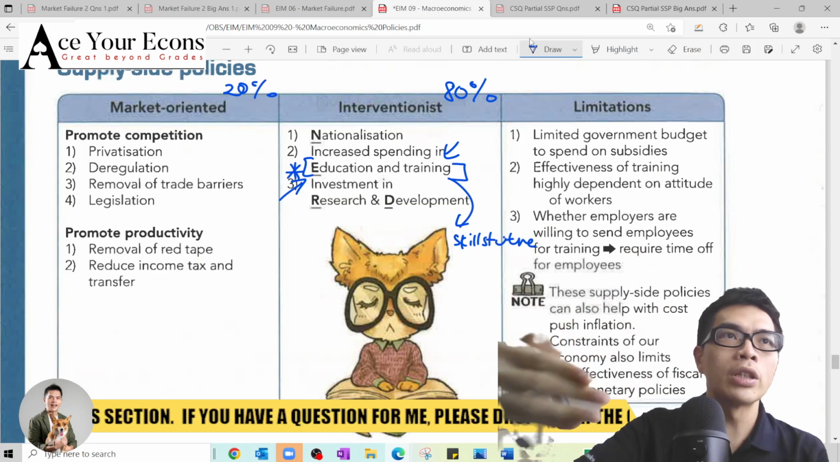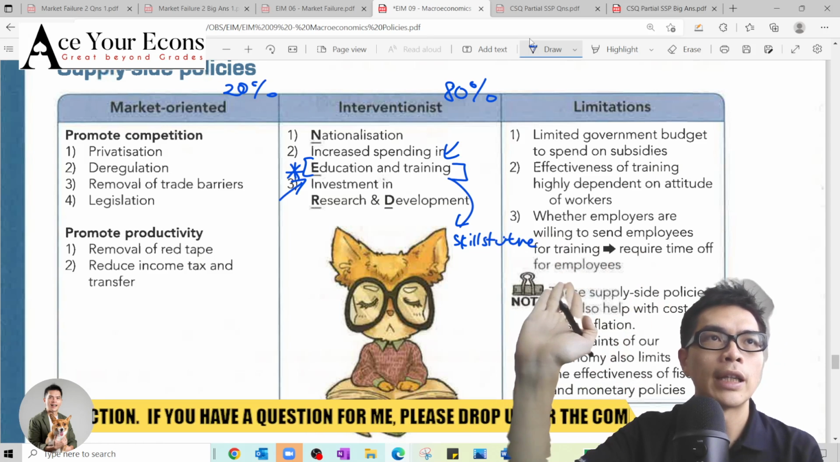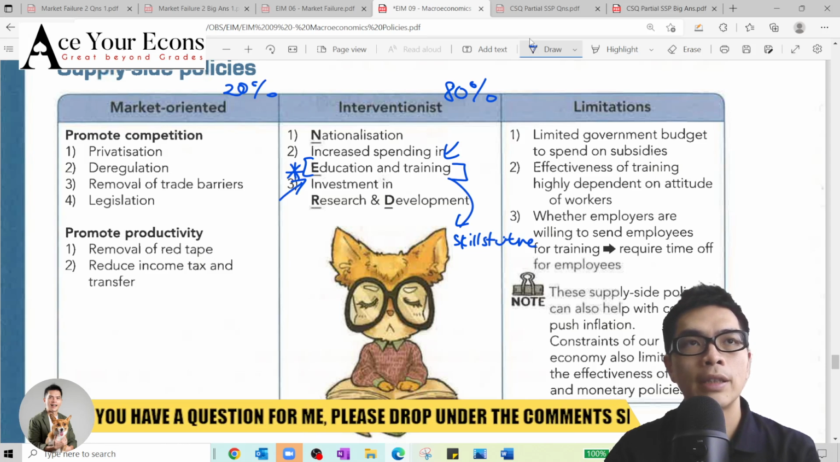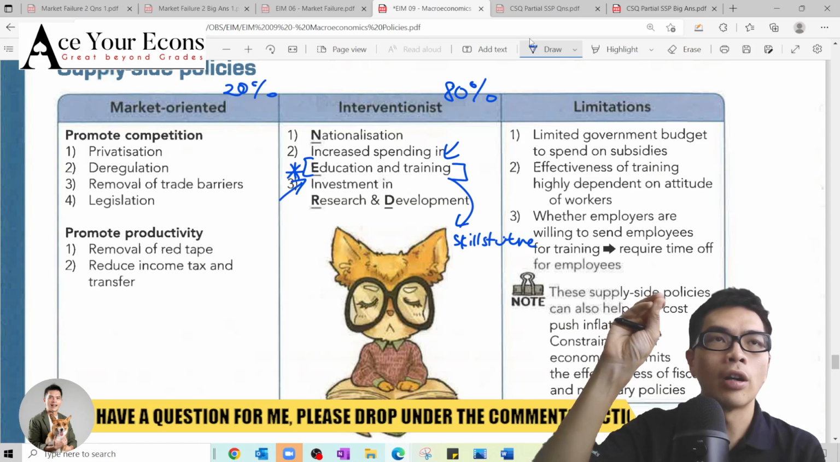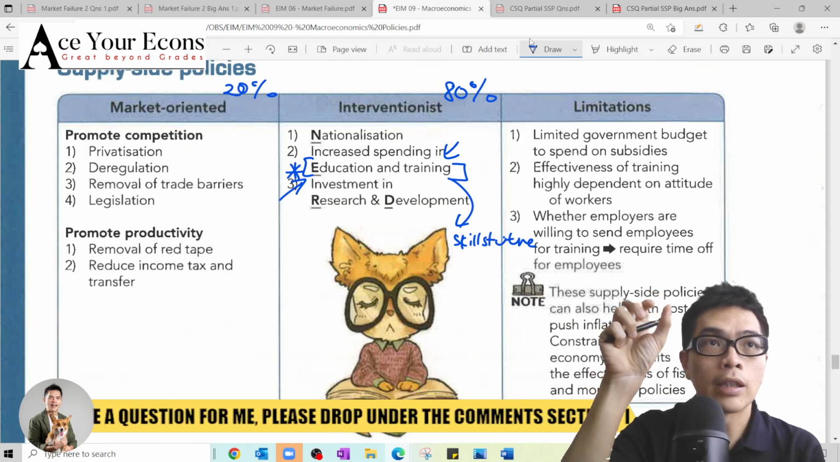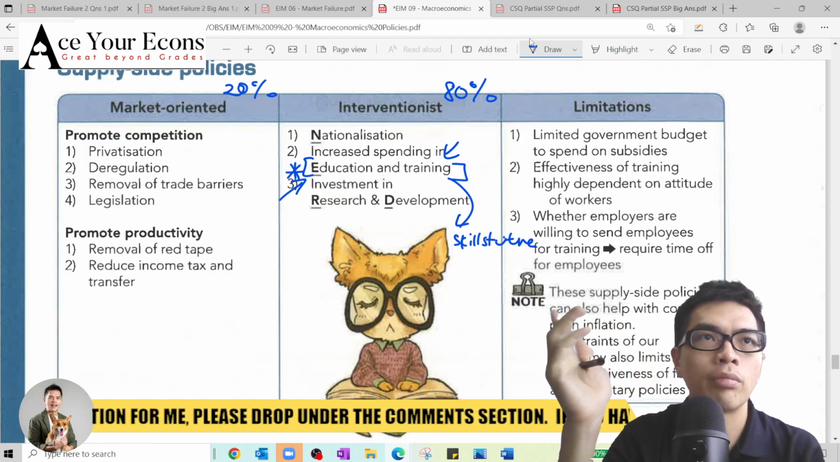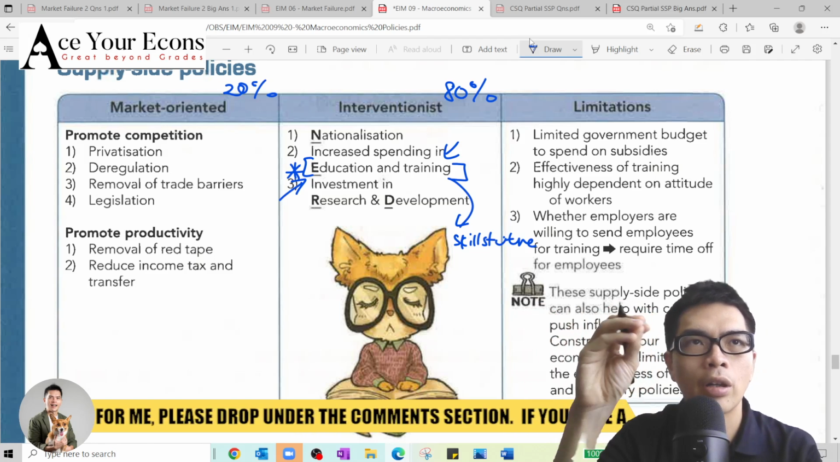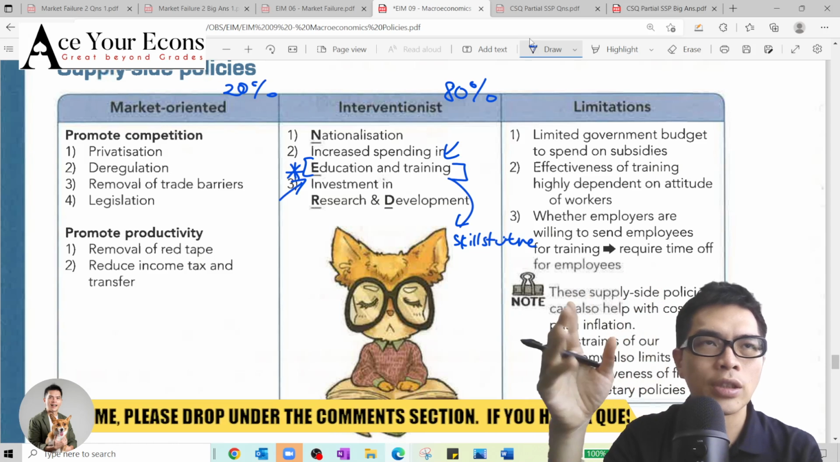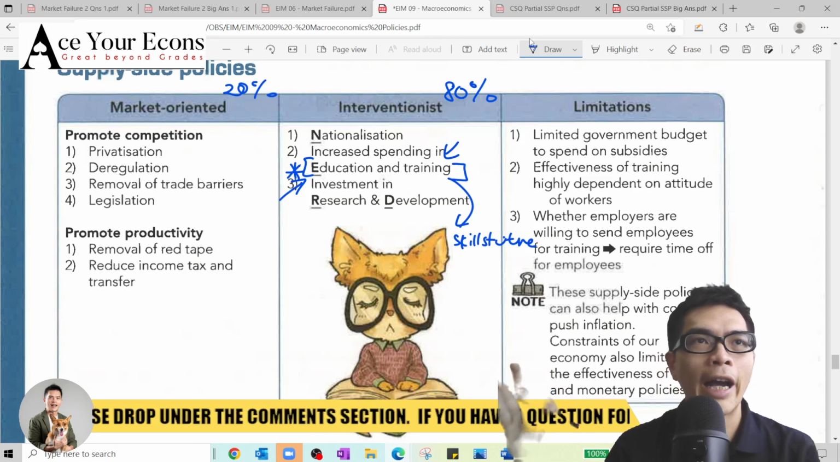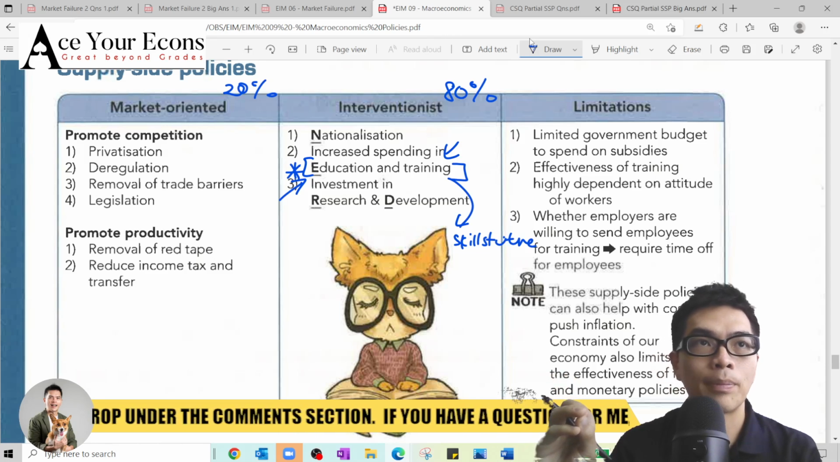For my H1 students, most likely it will be stated in the case study, so it's more of an application basis. So you have to be very concerned about what? Key terms like training, apprenticeship, mentorship. All this tells you that there is some form of training involved, and it is very highly likely that they are supply side related.